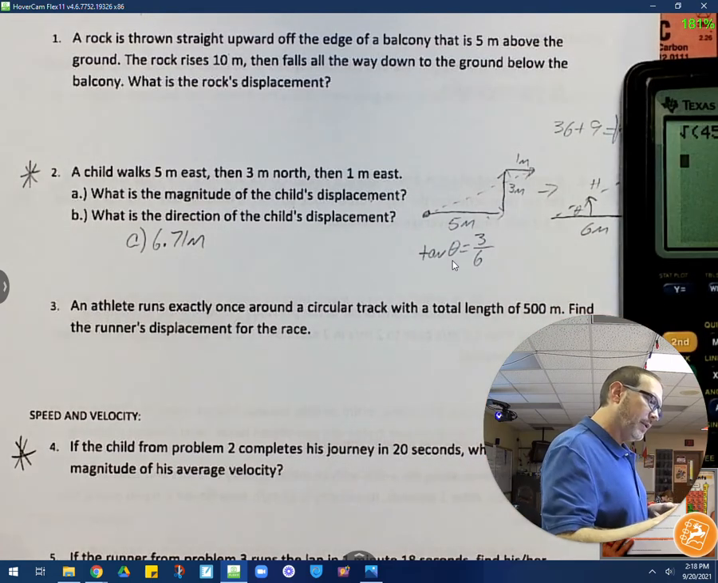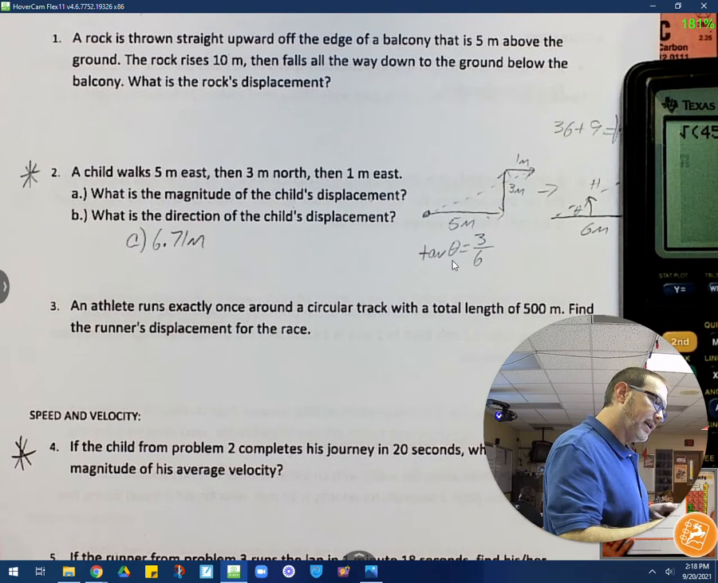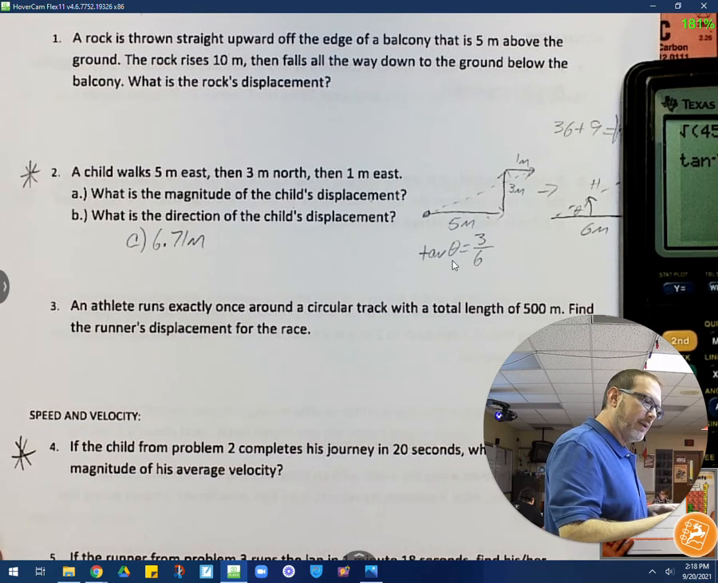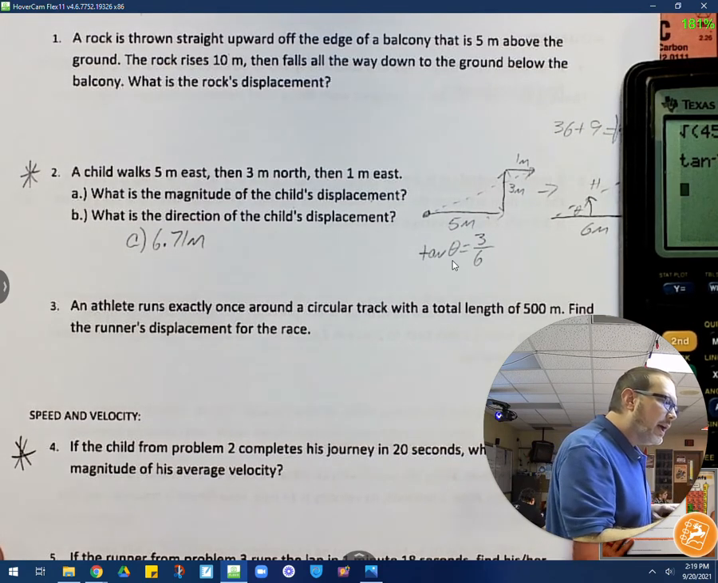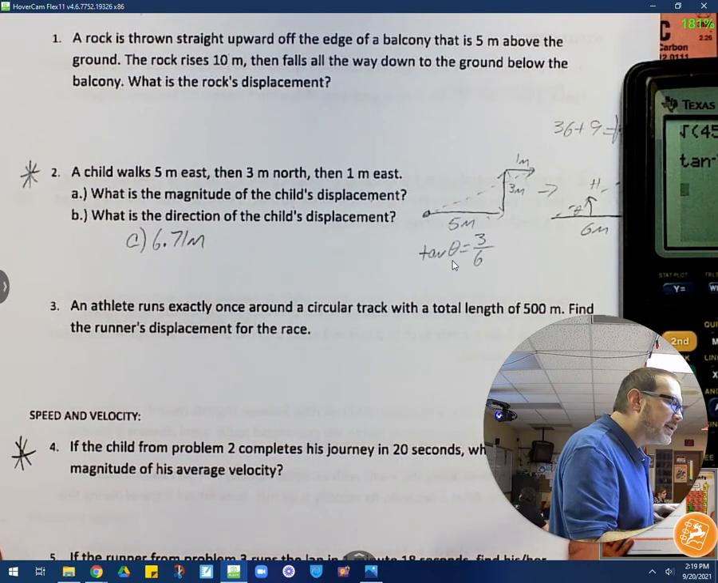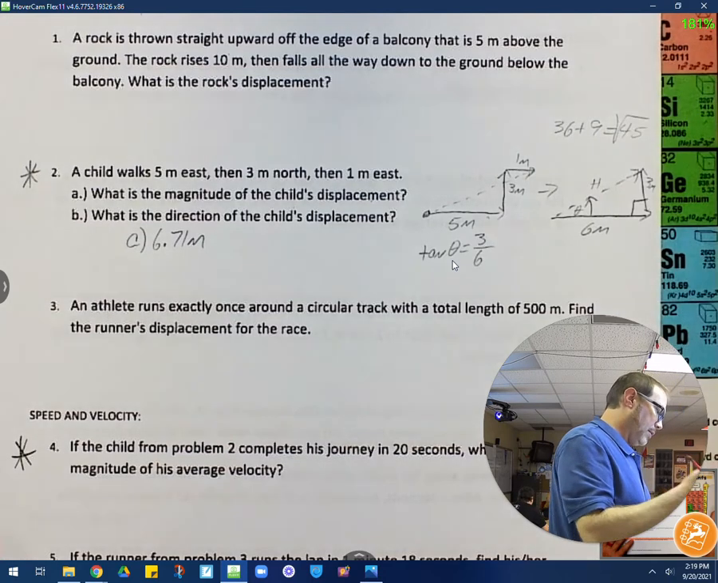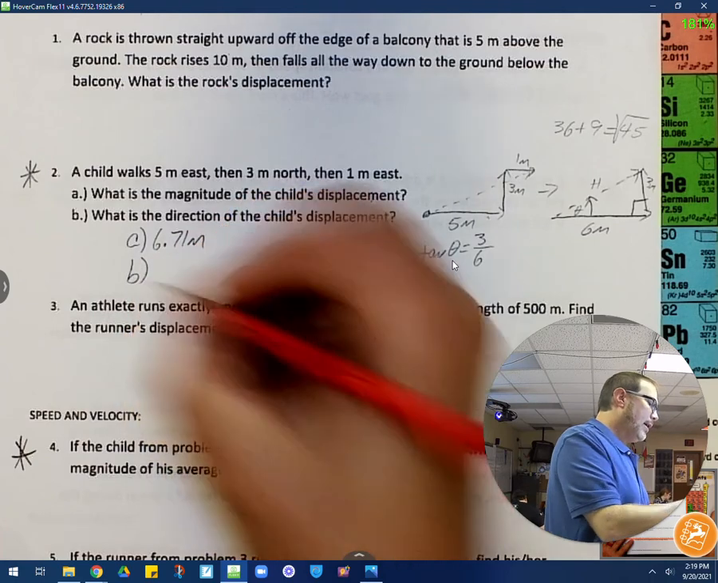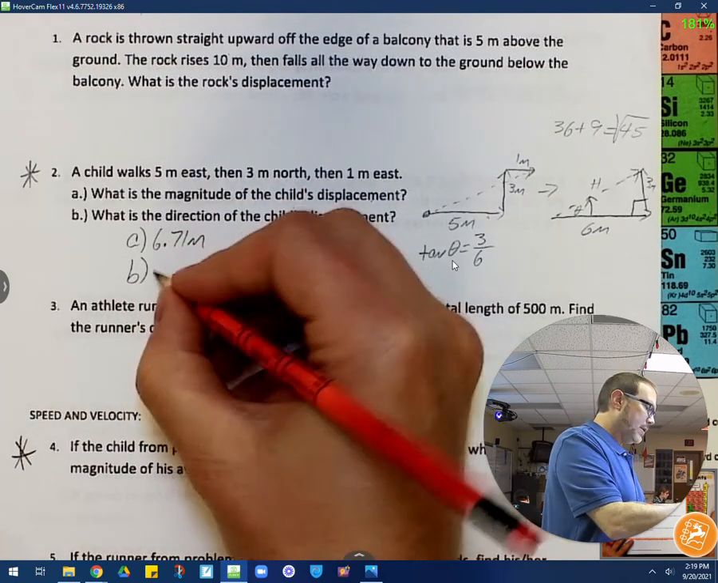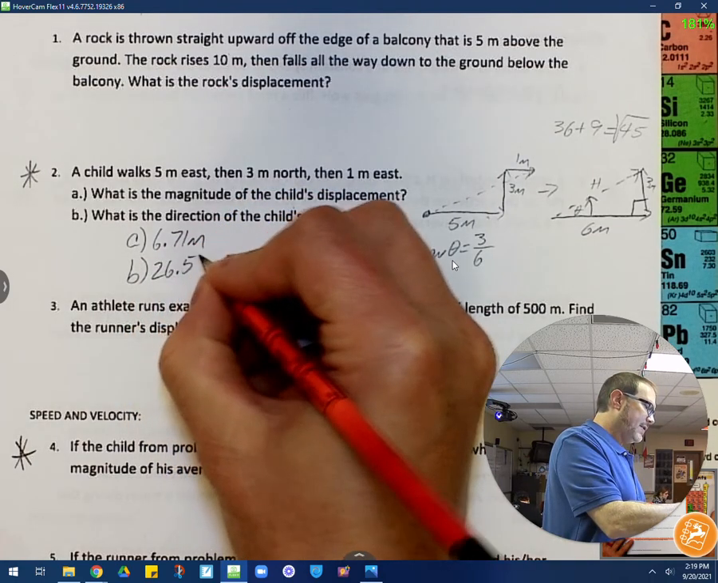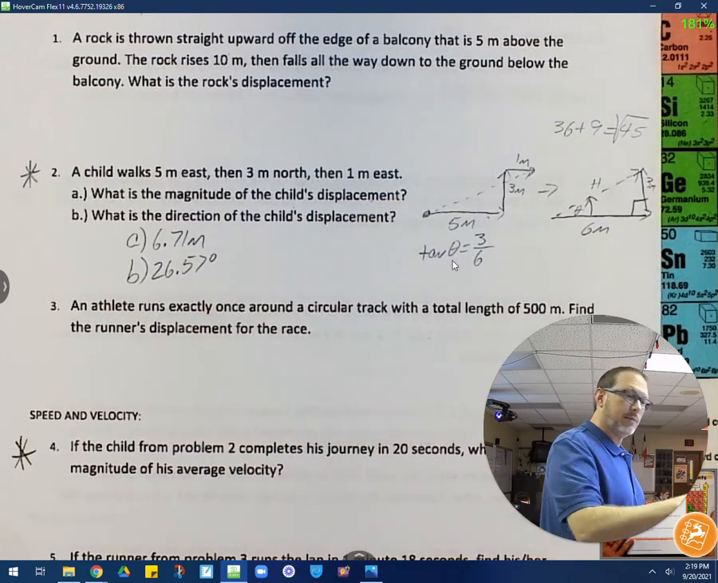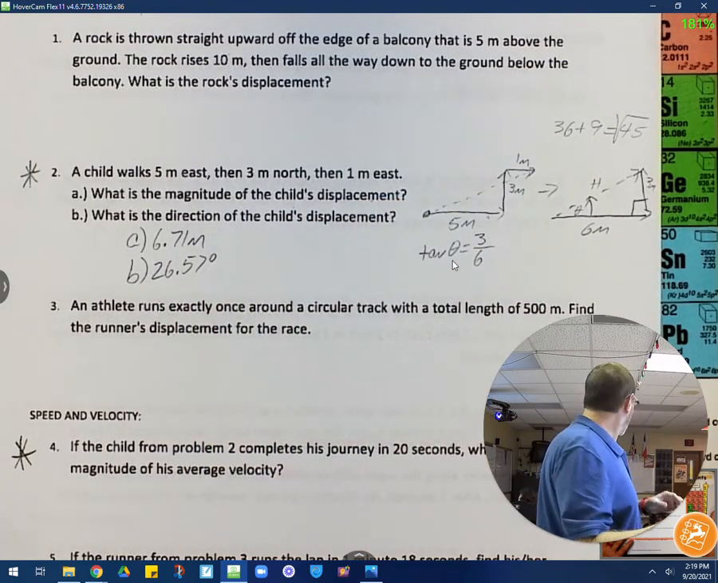So what I can do is go second tangent. Now 3 over 6, I can just do 3 divided by 6. I know that's going to be 0.5, but I can do 3 divided by 6 in my parentheses. And I get an angle of about 26.57. So B, I'm going to say it is 26.57 degrees.